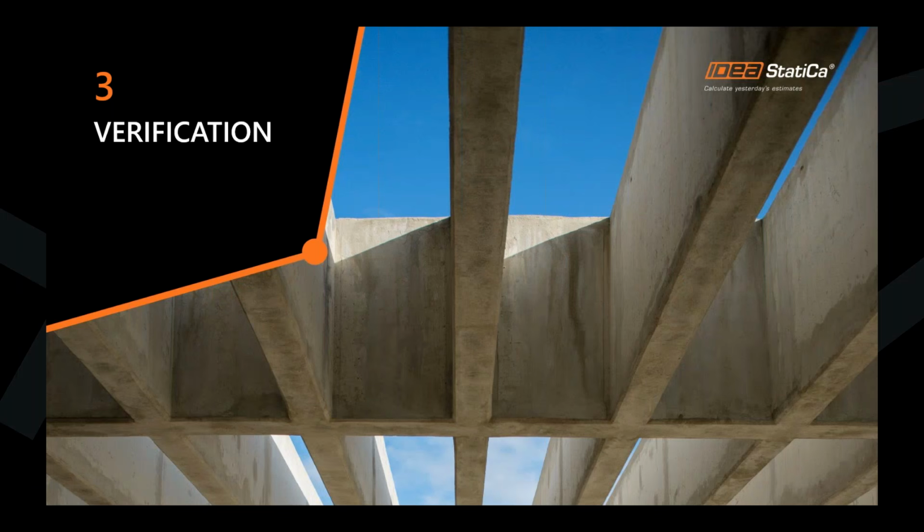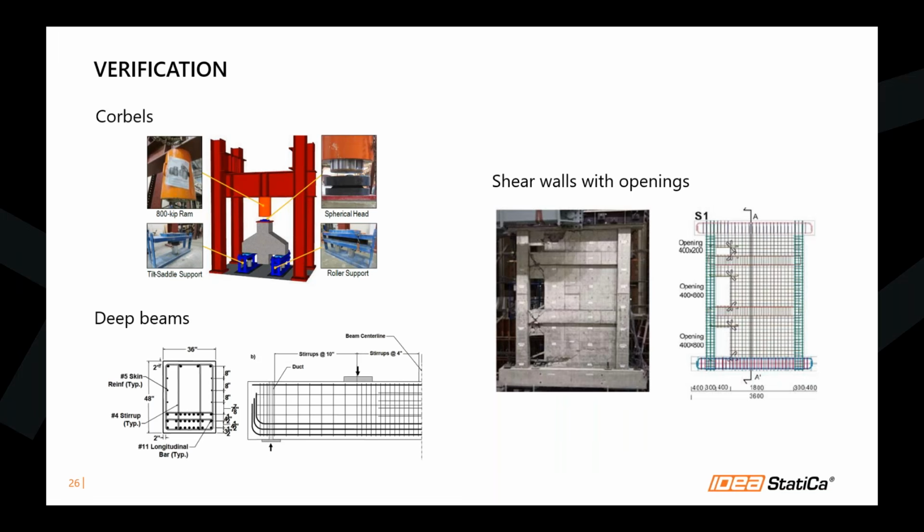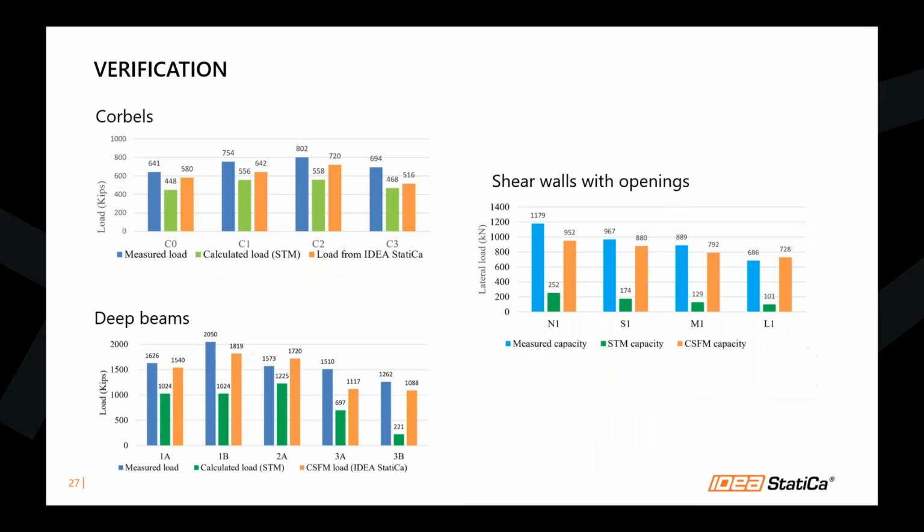And lastly, there is verification, because we understand engineers' safety is important, right? So we do quite thorough verification. We have several test cases here, such as corbels, deep beams, and shear wall with openings. Then we compare the result with a well-known method, which is what we all know as STM, or strut and tie method. We also compare it with the measured load, which means we do physical testing and then measure it, plot the capacity here, and then compare it with our result.